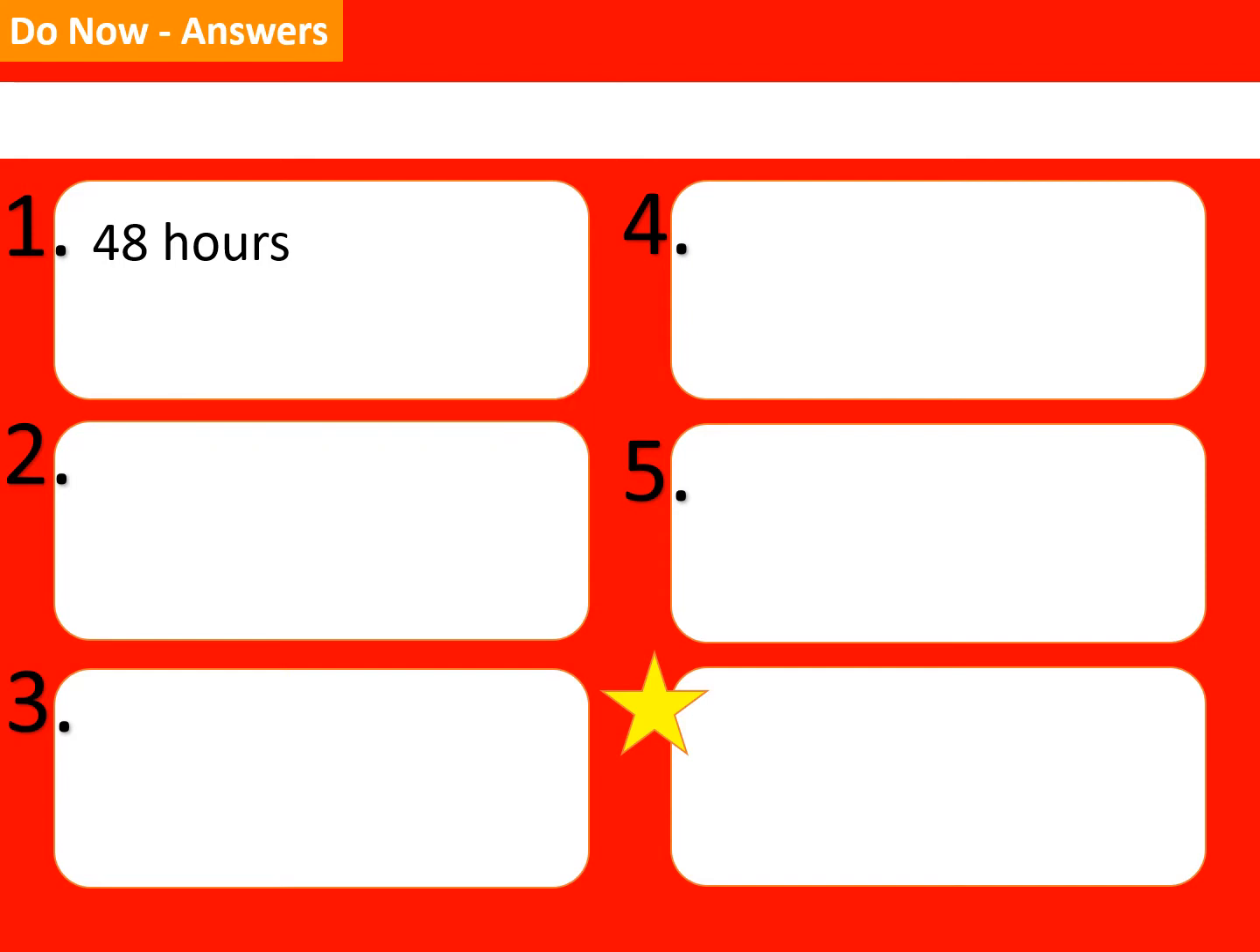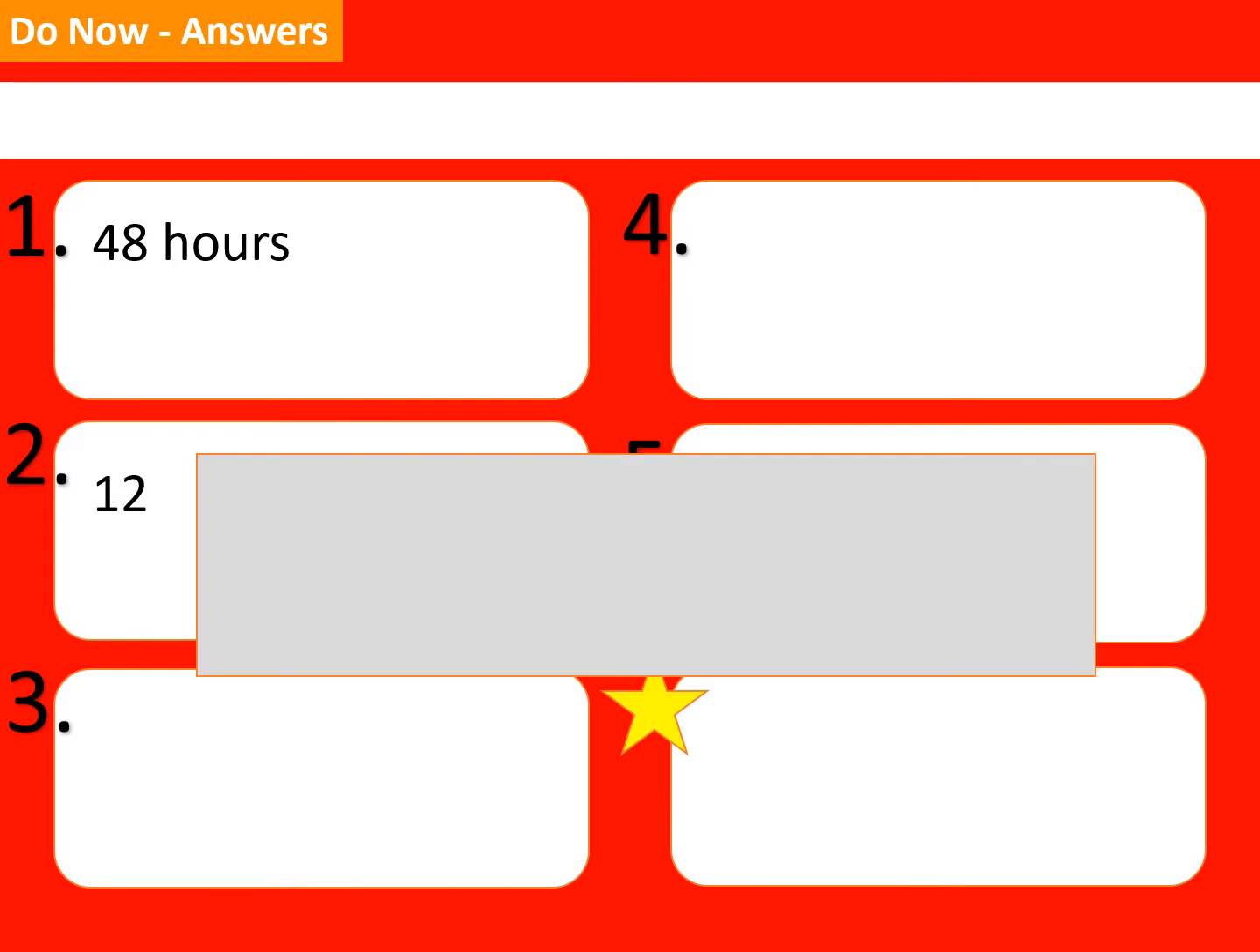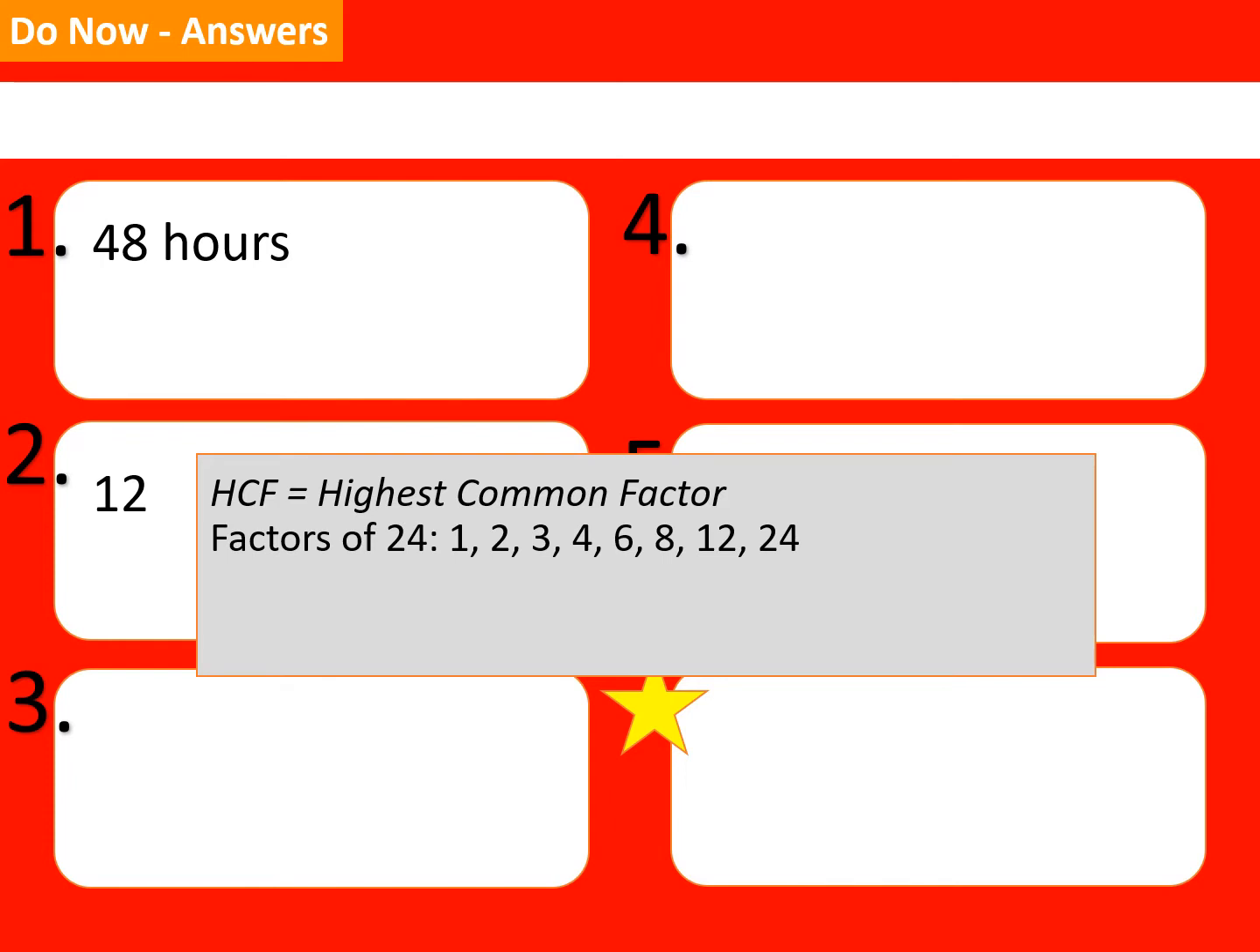Question 2. What is the HCF of 24 and 60? We should have 12. HCF stands for highest common factor, and a factor is a number that divides exactly into another number and leaves no remainder. If we list out the factors of 24, we should have the following, and if we list out the factors of 60, we should have the following.